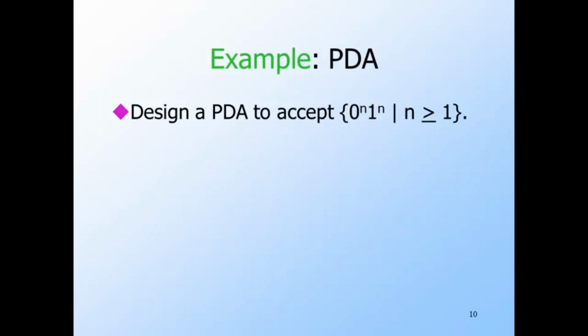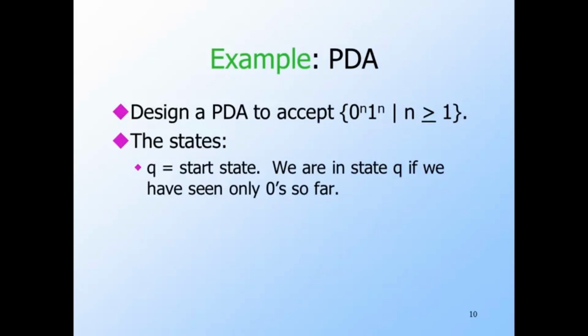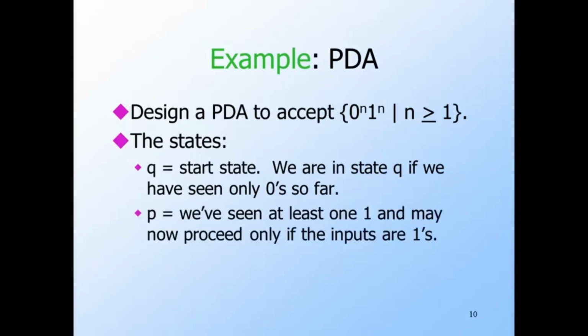Let's design a PDA for our favorite context-free language, the set of strings with the form 0^n 1^n. Okay. We need three states. Q will be the start state. It represents the condition that we've so far seen only zeros on the input. P is the state we go to when we see the first 1. We use the state to remember not to accept a string if we ever see any more zeros. And F will be the final state. It's there only so we can accept when the number of ones matches the number of zeros.